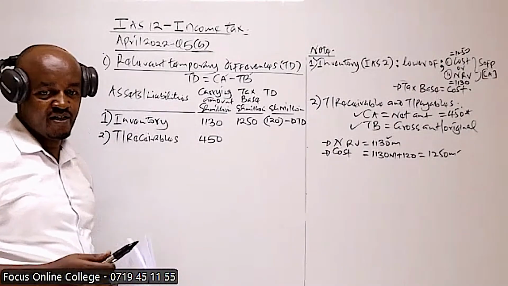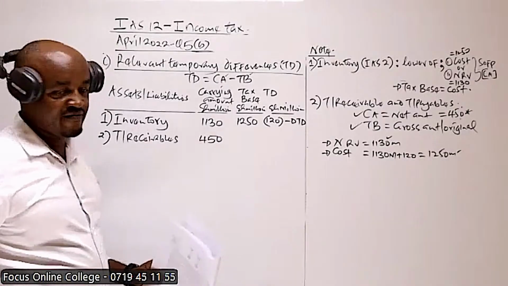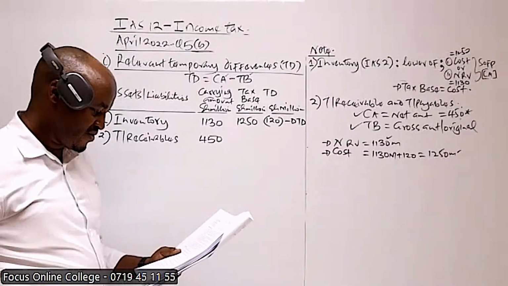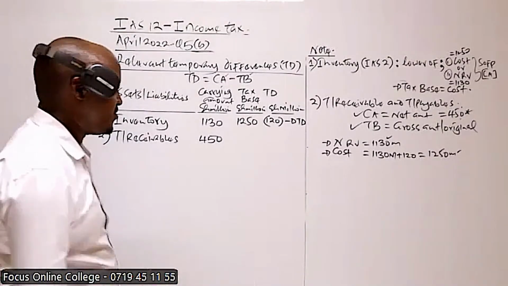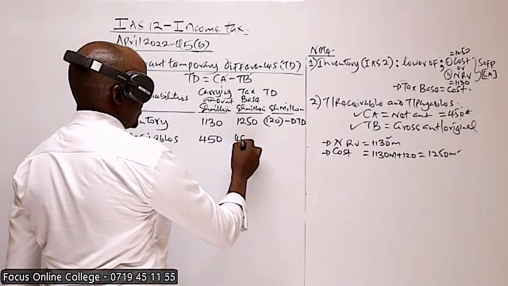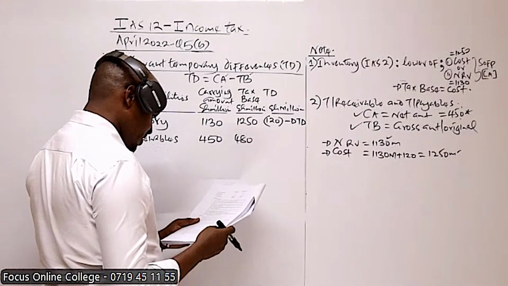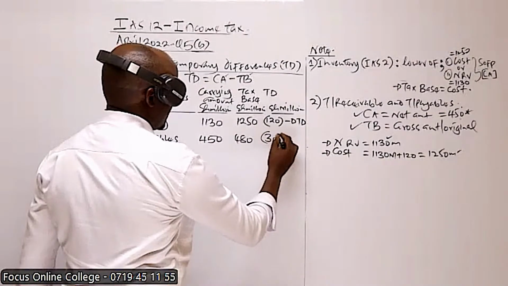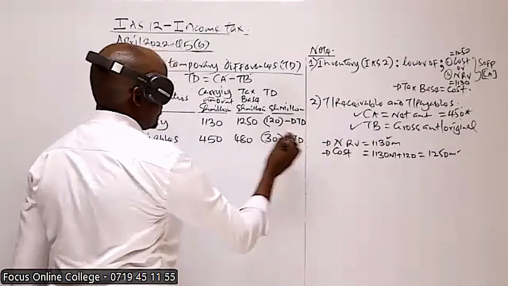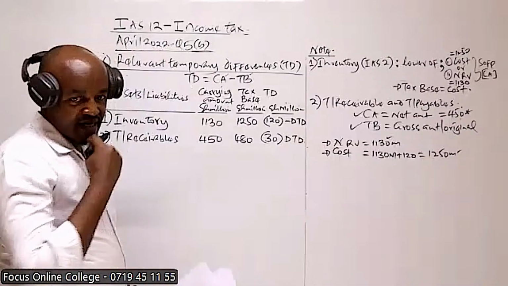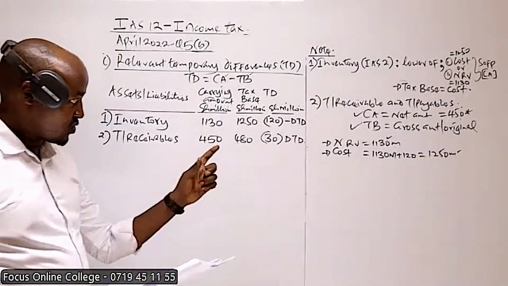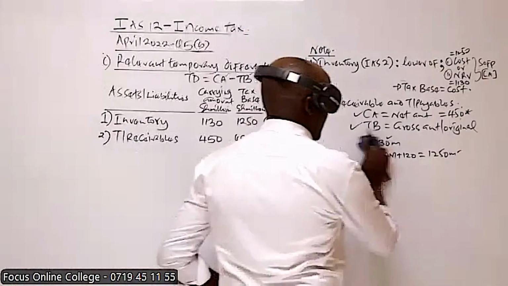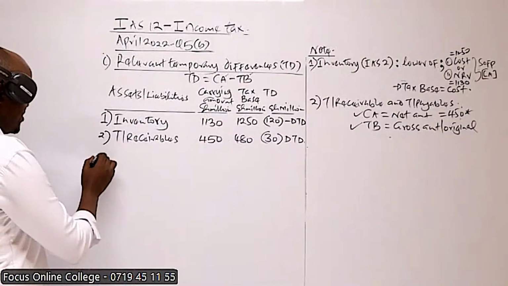The net amount is 450. We know that in arriving at that 450, an amount of 30 has been deducted. How do we get the original value? We add back. That gives us 480. We get the difference, which is 30, negative, and that is still a deductible temporary difference. So what is important is this, and I've said that it also applies to payables.